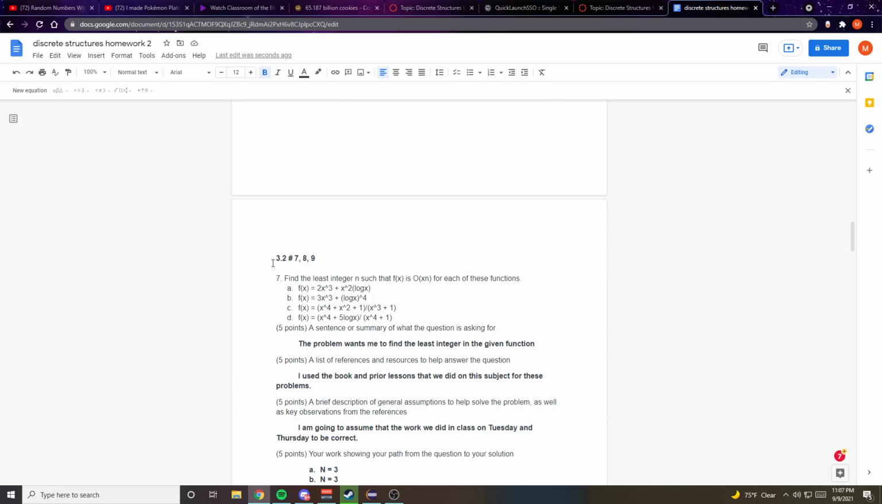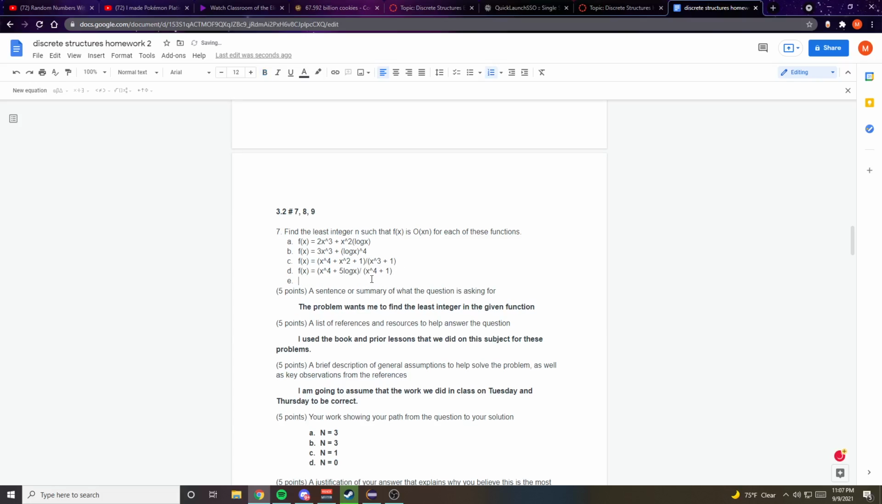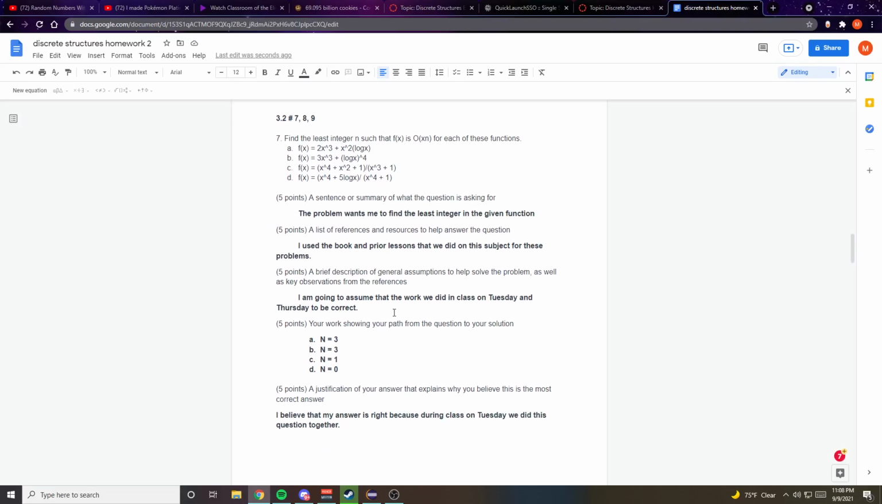Now we're on section 3.2, number 7. We're going to find the least integer n such that f of x is big O notation, big O of x to the n, for each of these functions. These are the functions right here. The problem just wants me to find the least integer n for the given function. I used the book and prior lessons we did on the subject. I'm going to assume that the work we did in class on Tuesday and Thursday is correct.